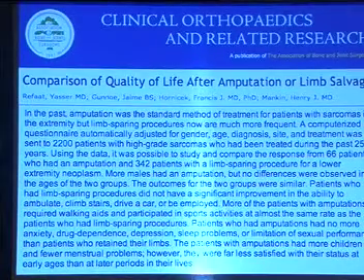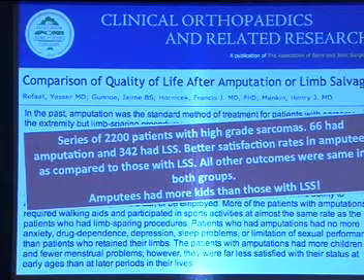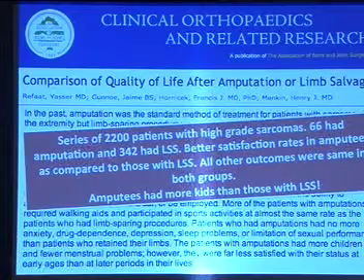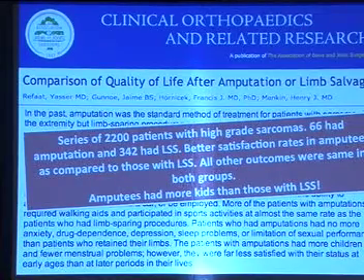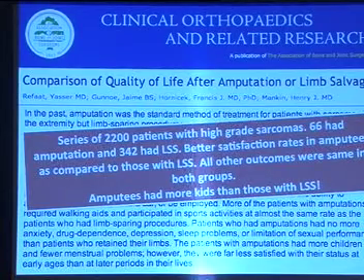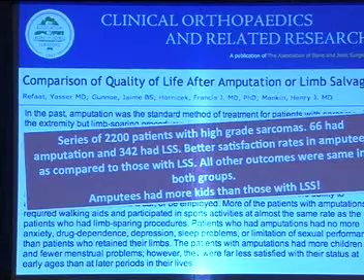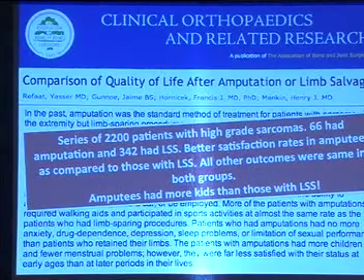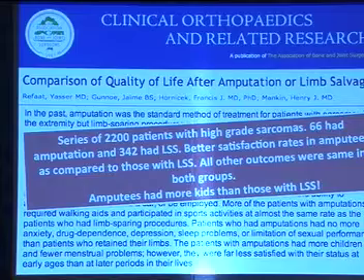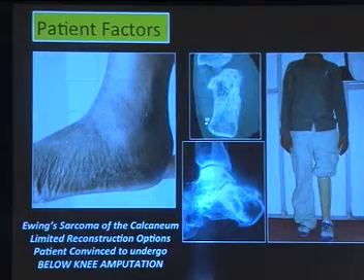Another paper, comparison of quality of life after amputation and limb salvage. This was a very big series. 2,200 patients appeared in the CORR with high-grade sarcomas. 66 had amputation. 342 had limb salvage. Very big, significant group of limb salvage patients. And there was better satisfaction rate in the amputees as compared to those with limb salvage surgery. All other outcomes are the same in both the groups. In fact, it was a bit funny that amputees had more kids than those with limb salvage surgery. So limb salvage surgery is definitely not the only option.